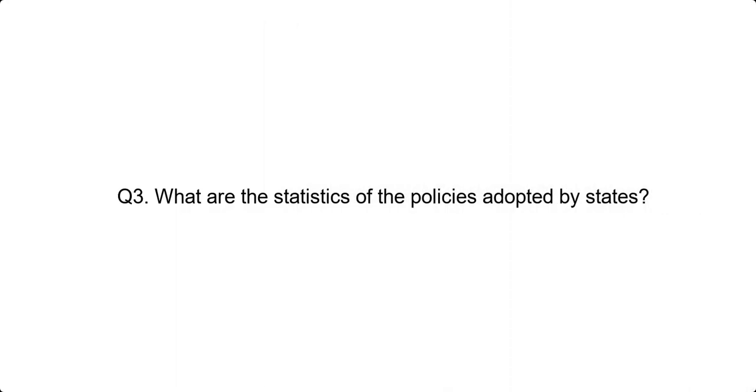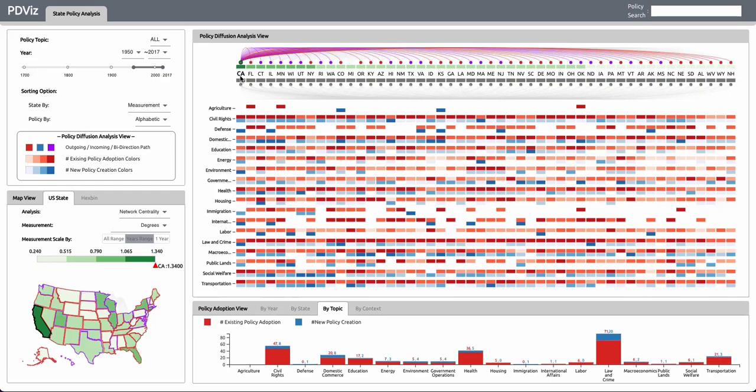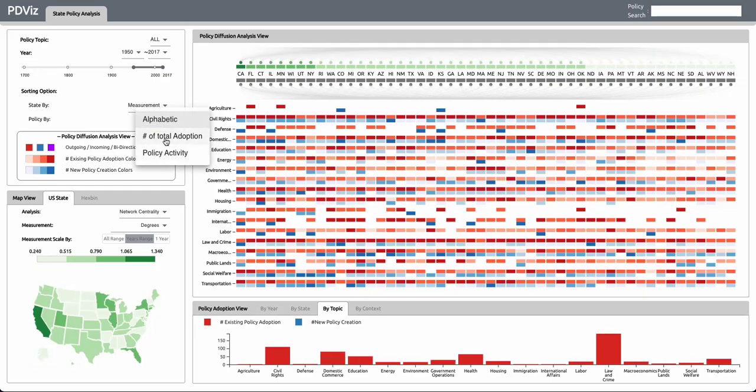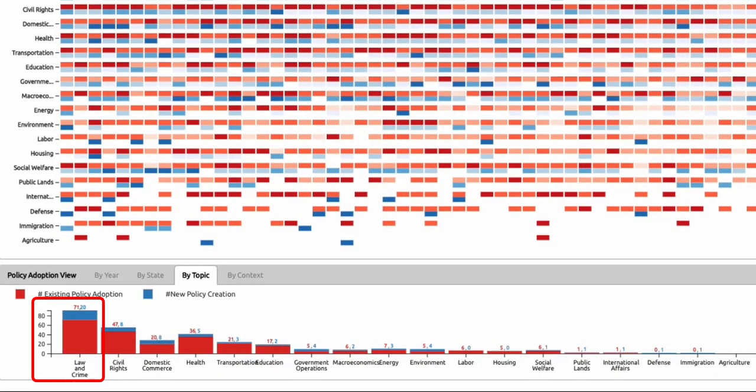What are the statistics of the policies adopted by state? In the By Topic tab of the Policy Adoption view, we can mouse over California and the other views. It shows the number of policies California has adopted from 1950 to 2017 by topic. California has adopted 91 policies for law and crime, 55 for civil rights, 41 for healthcare.